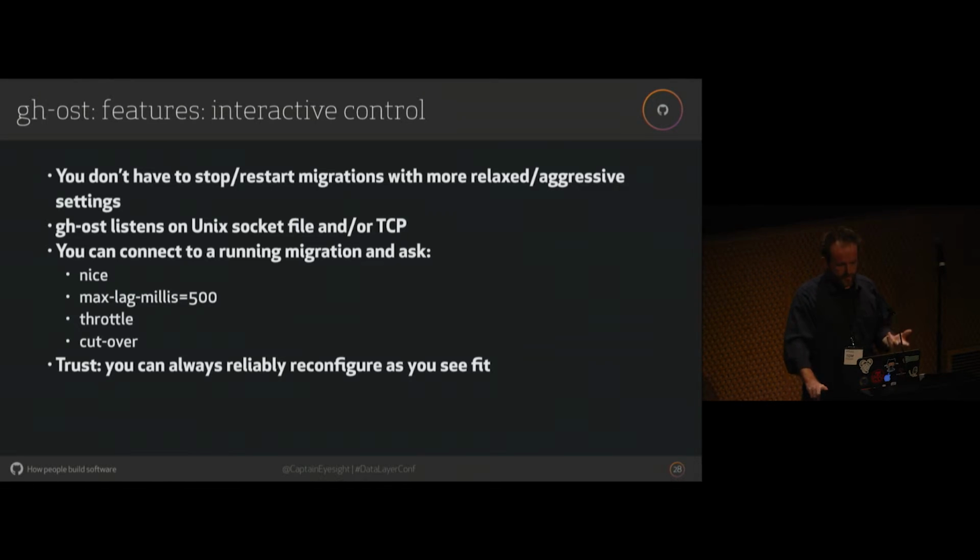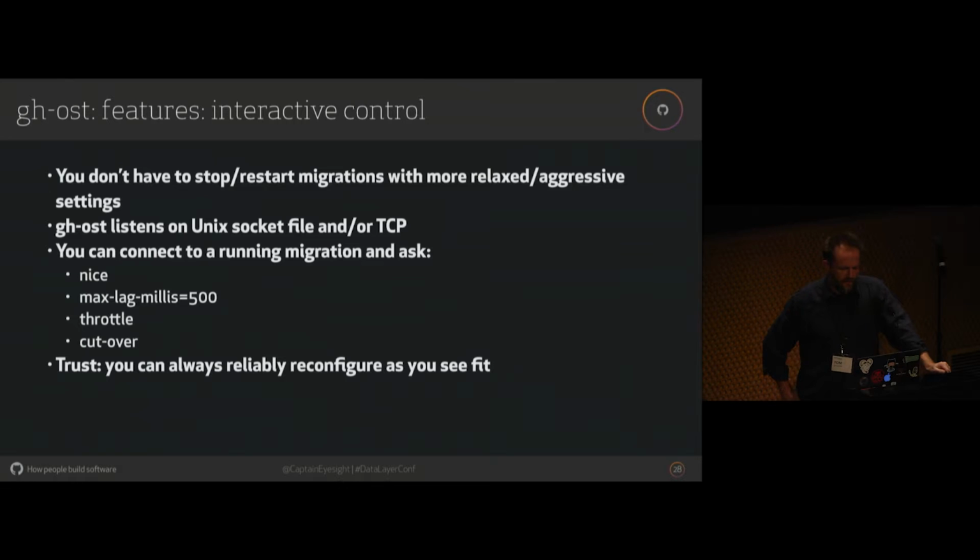With Ghost, there are files that you can use to update, or there's a TCP connection that you can use. In our case, we use ChatOps to say, you know what, max lag was 2 seconds, let's change that to a half second. And within a second, it says, okay, now I'm going to use a half second, and it's going to continue to run.